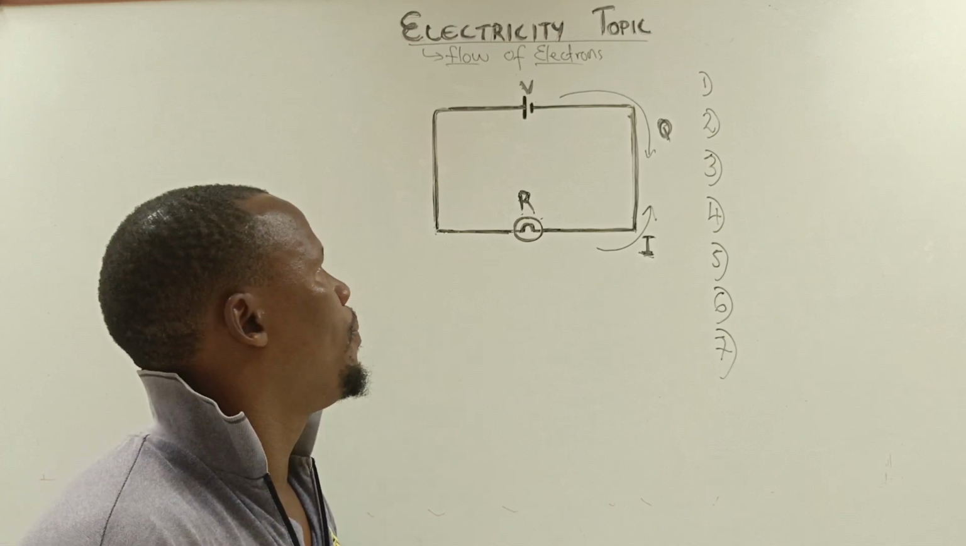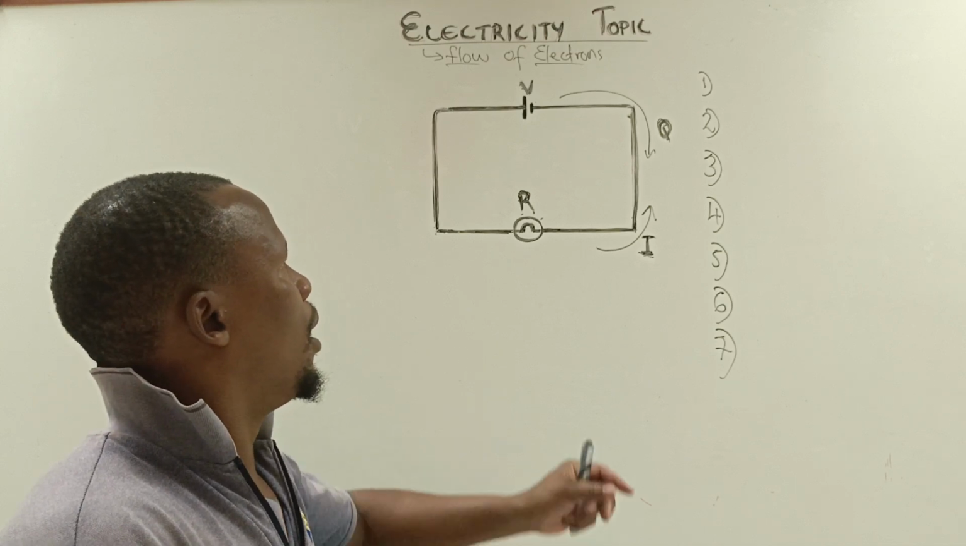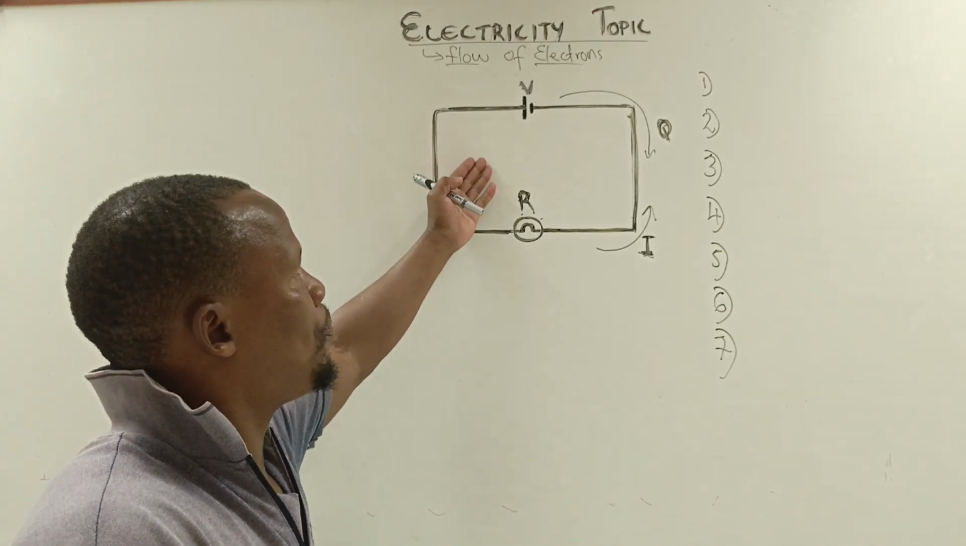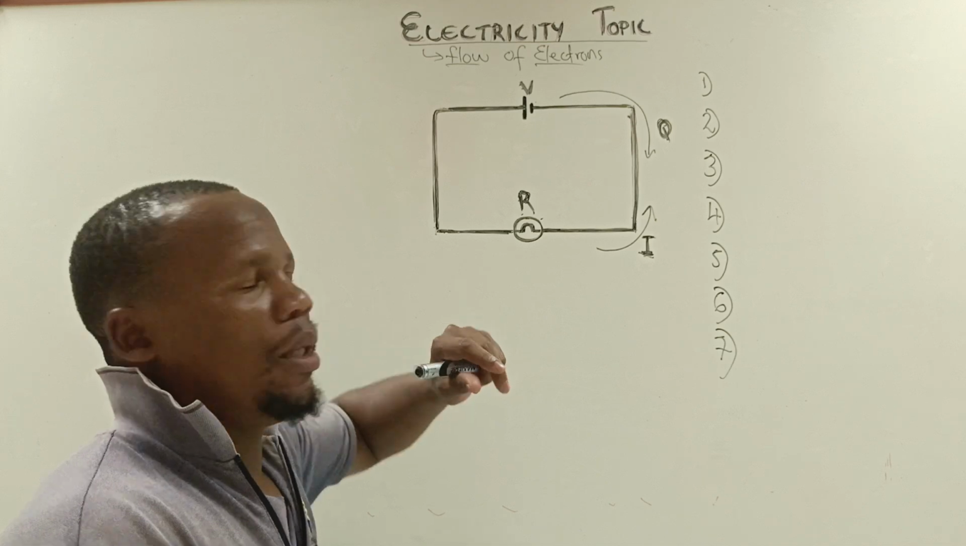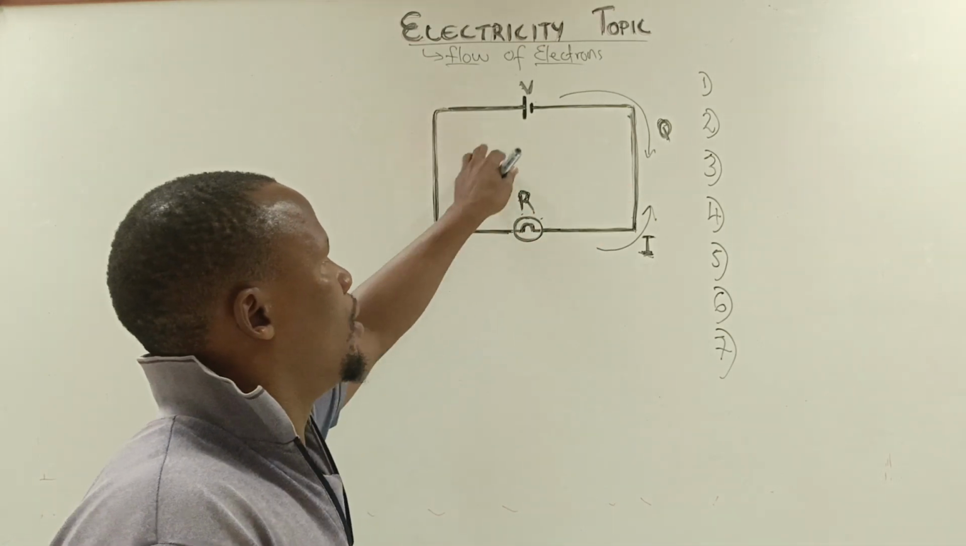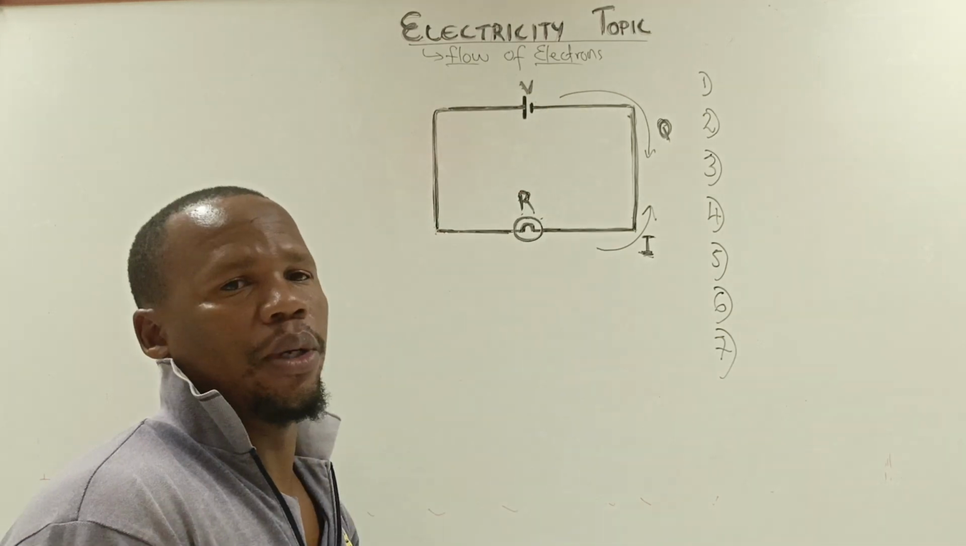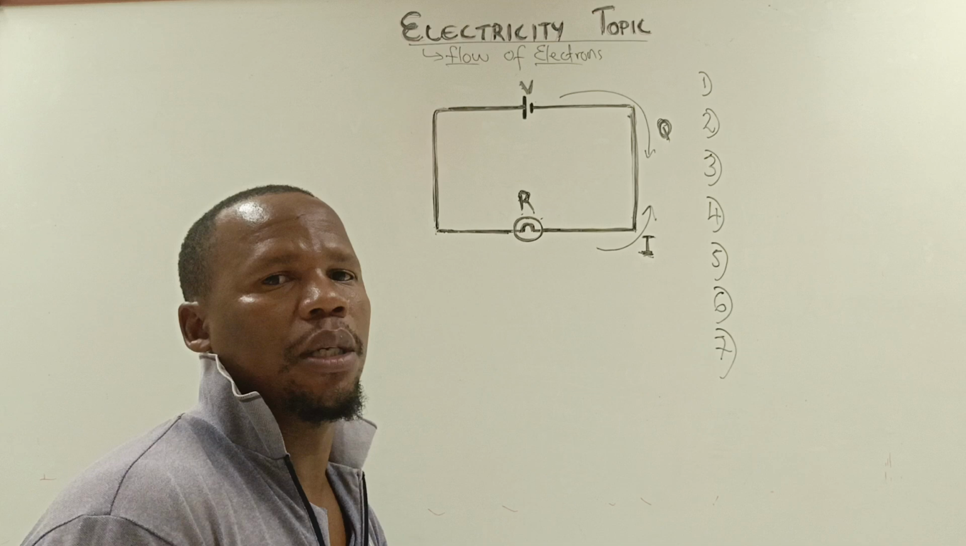First things first, here is our circuit. Electrons flow around the circuit, being pushed by this thing we call voltage.